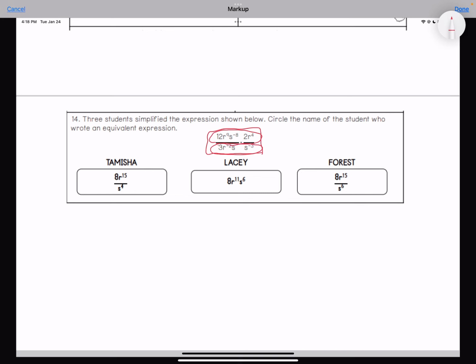So the top, I'm going to multiply. I have 12 times 2 is 24. 9r times 9 to the 4th power. Product rule, I'm adding my exponents, so I have r to the 13th. And then s to the negative 8. Now I'm going to do the same thing to the bottom. I have 3. I have r to the negative 2nd, so I can leave that. I have s times s to the negative 3rd. 1 plus negative 3 is negative 2.